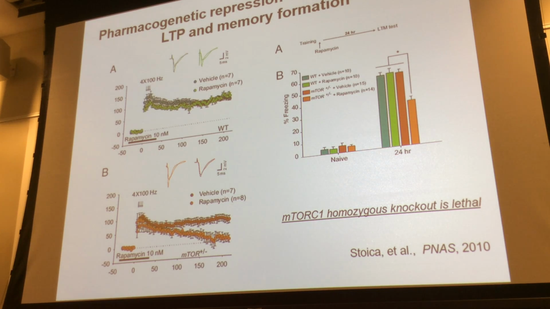So in any case, here they use a heterozygous protein knockout of mTORC1. It's labeled here. Let me organize it. What they found here is, I believe, this is wild type.